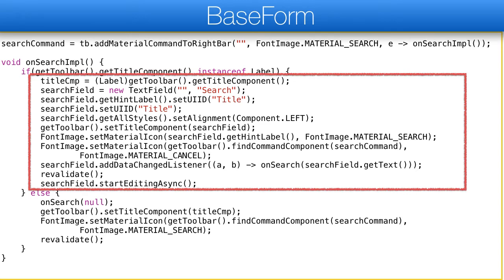We do several big things here. First, we create the new text field representing the search text and give it the hint search. Then we style everything to have the title UI ID. We then bind a listener to the text field to call the OnSearch method when a user types into the text field, and then open the virtual keyboard when we invoke the start editing method.